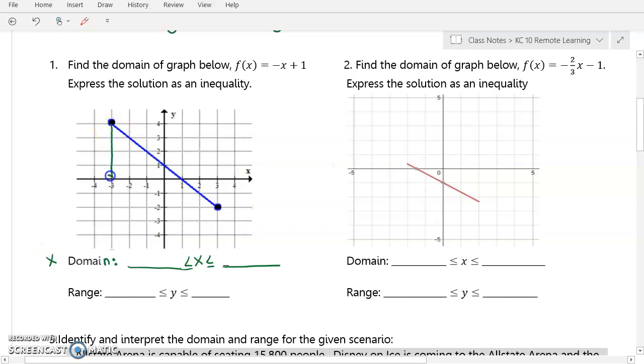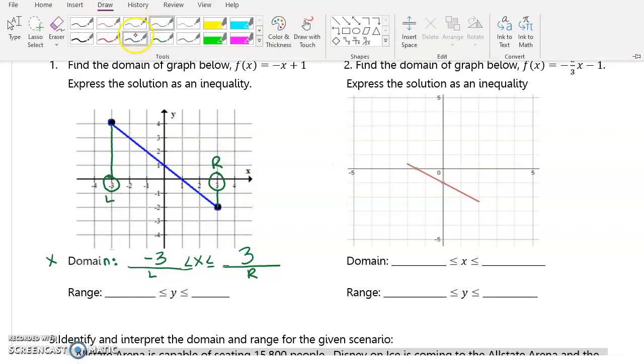So one of the x values is negative 3. The other x value is positive 3. So usually how I do the domain, I always go from left to right. So I'll label that so you know what I mean. Left to right. So the left number was negative 3. The right number was 3. So I'll even label that here so you know what I'm referring to.